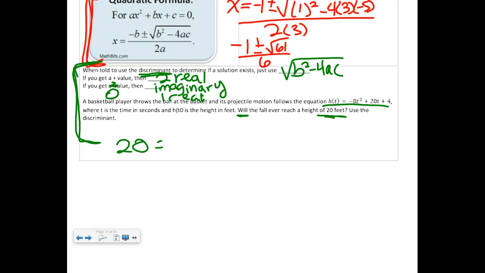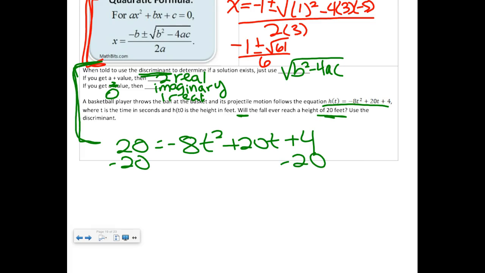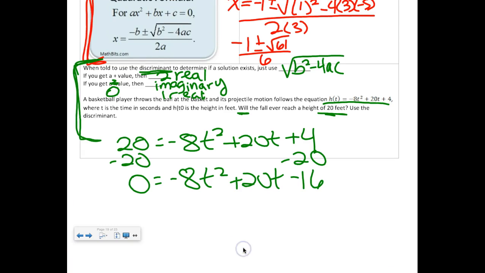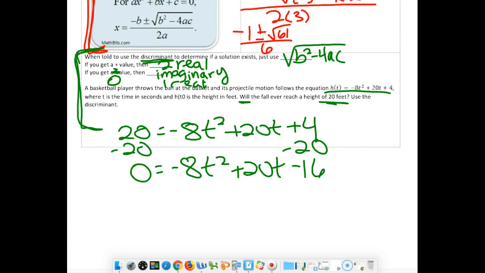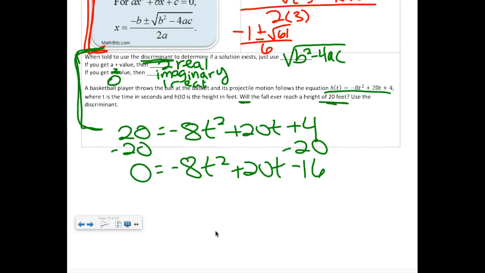So we'll say 20 equals, okay, and we just talked about this. We're about to use a quadratic formula, or at least part of it, and when you do that, your equation has to equal 0. Okay, so I'm going to minus the 20 from both sides. Okay, so now I have 0 equals negative 8t squared plus 20t minus 16. Oop. And now we're just going to use the discriminant.